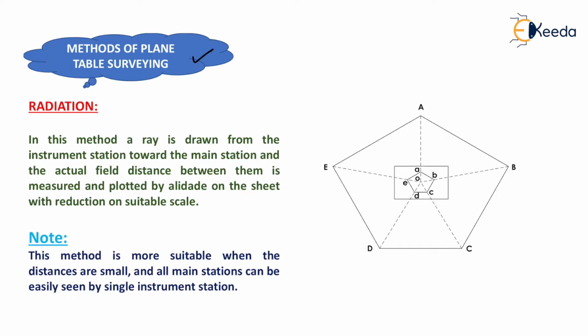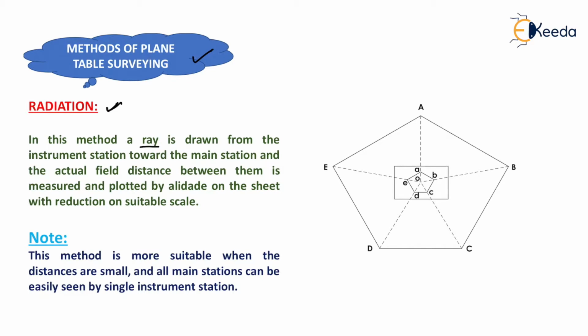But the last two methods, that is traversing and resection, are used for locating the station, that is location of an unknown station. We have to locate any unknown station with the help of other known stations. So the first two methods are generally employed for plotting the details of a survey area from a reference point, while the last two methods are used to locate the details of the survey area by placing the table on the main stations. Okay student, we will start with the first method, that is radiation.